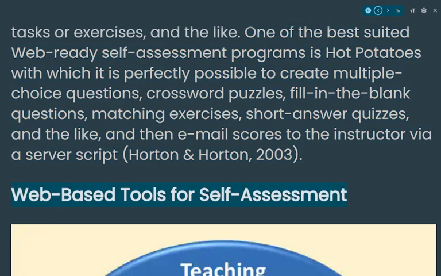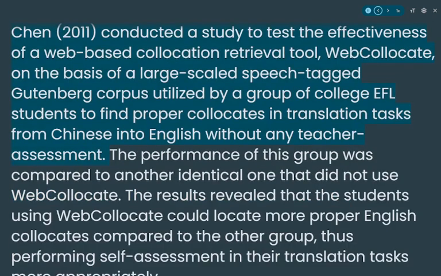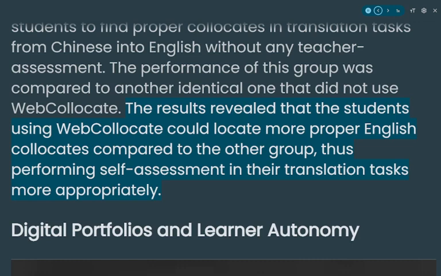Web-based tools for self-assessment. Chen, 2011, conducted a study to test the effectiveness of a web-based collocation retrieval tool, Web Collocate, on the basis of a large-scale part-of-speech-tagged Gutenberg corpus utilized by a group of college EFL students to find proper collocates in translation tasks from Chinese into English without any teacher assessment. The performance of this group was compared to another identical one that did not use Web Collocate. The results revealed that the students using Web Collocate could locate more proper English collocates compared to the other group, thus performing self-assessment in their translation tasks more appropriately.